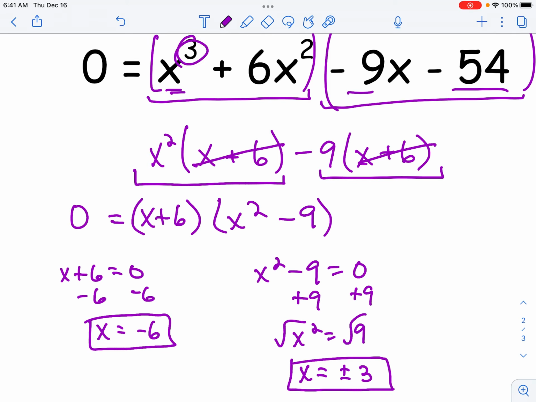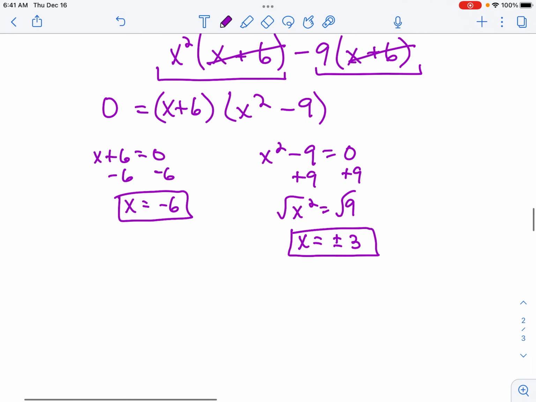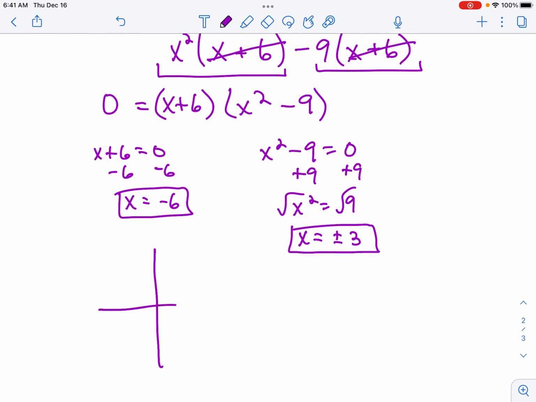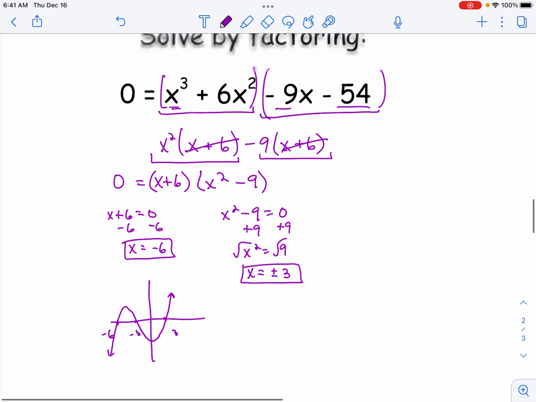Remember, if you have an x to the third equation, you need to get 3 answers. And in this case, we do have 3 answers: negative 6, positive 3, and negative 3. If we think about the graph, it's going to cross at negative 6, at negative 3, and at positive 3. So it's going to come up, go through negative 3, and then turn and go up through 3. So this is what the graph's going to look like. All right, so that's the first example.